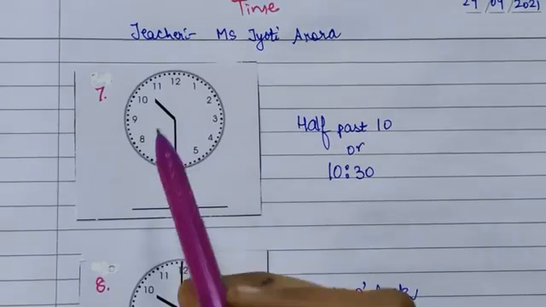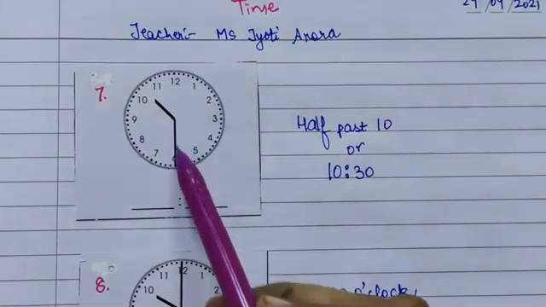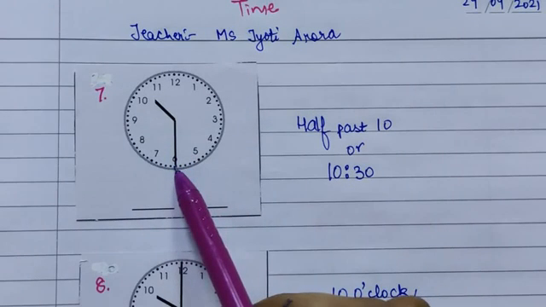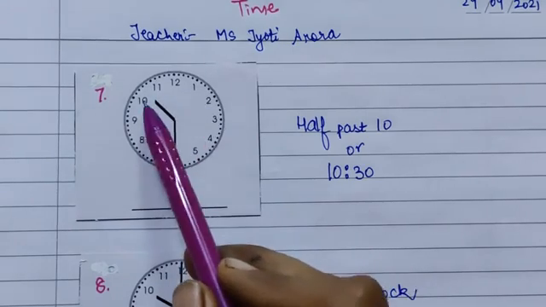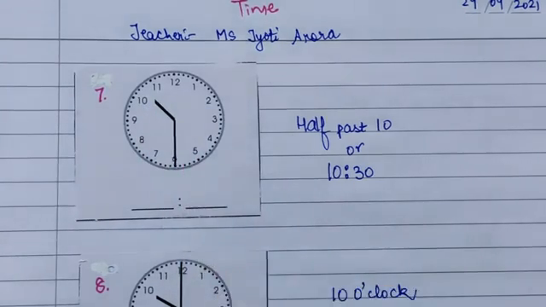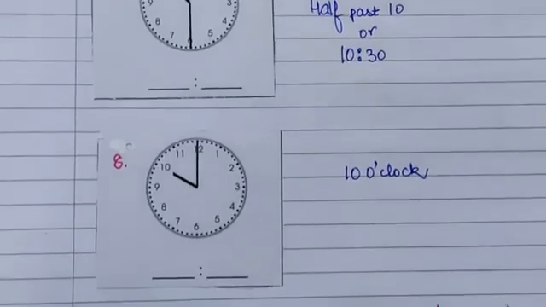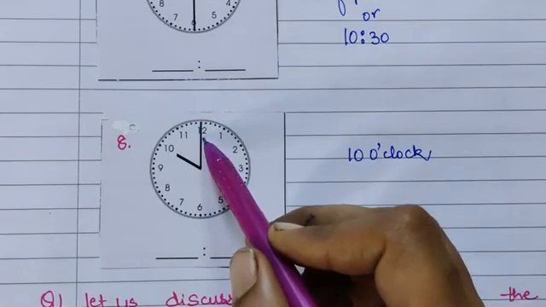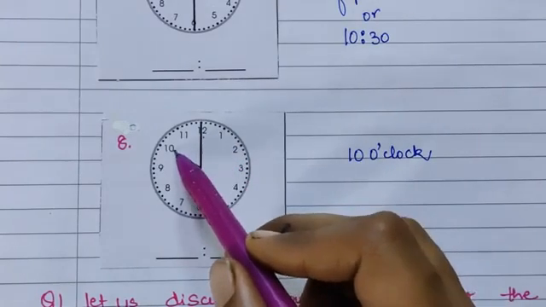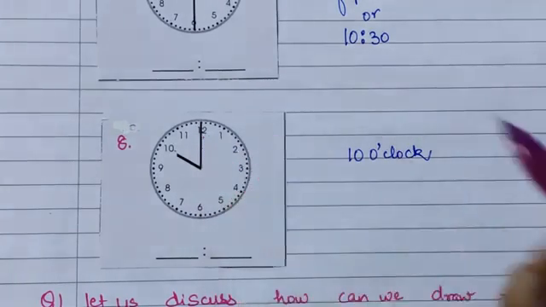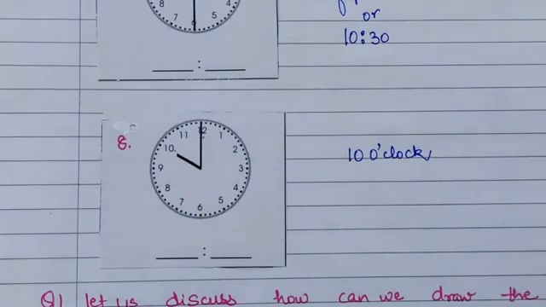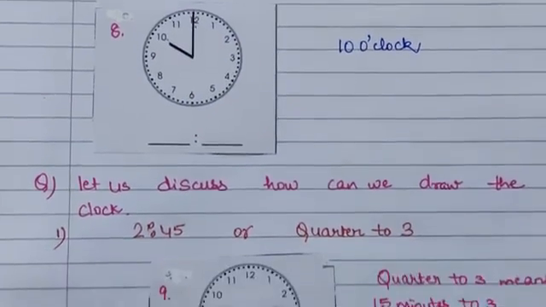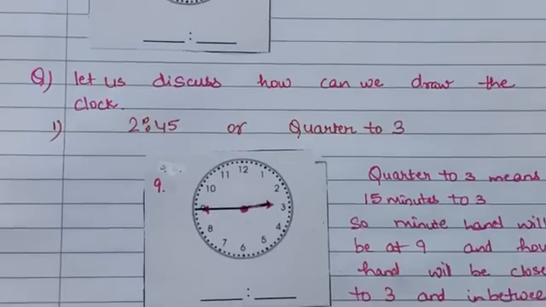Next, the minute hand is at 6. So again it will be half past 10 or 10:30. The next one, it's very easy, the minute hand is at 12. So it is o'clock. So simply 10 o'clock. Now let us discuss how can we draw the clock if the time is given to you.